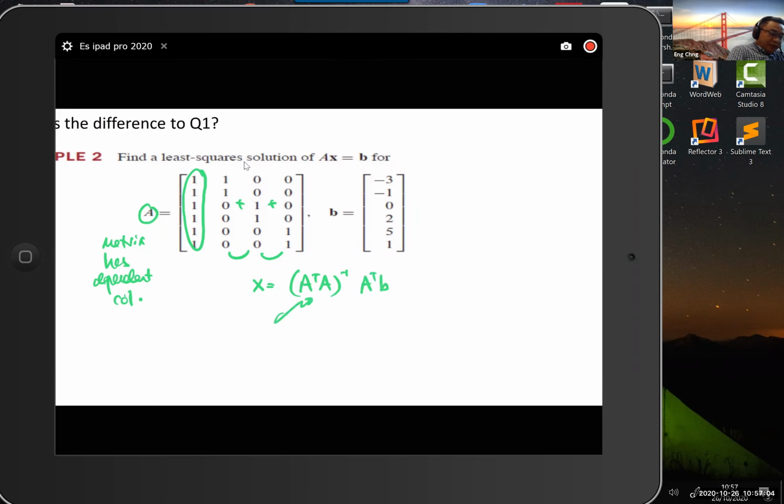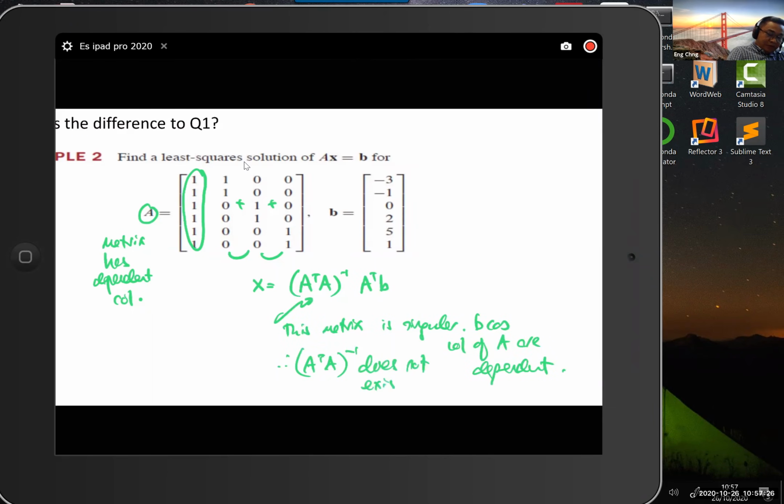This matrix is singular because the columns of A are dependent. And then we have this fact, therefore (A^T A)^-1 does not exist, and we cannot use this equation to solve. We cannot, because we don't have (A^T A)^-1. So this question teaches us another way to solve.